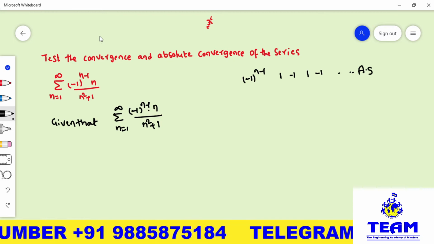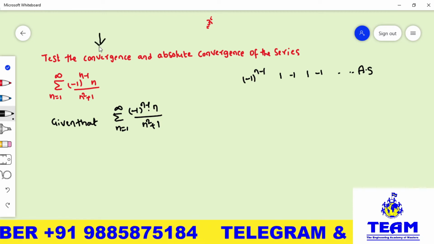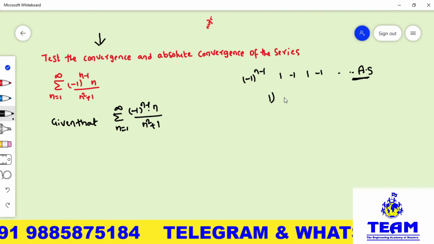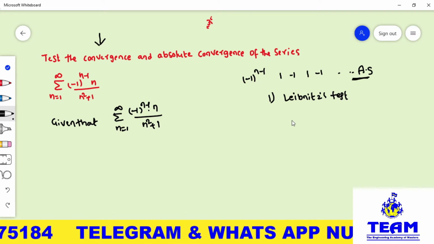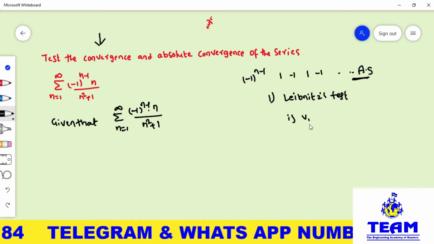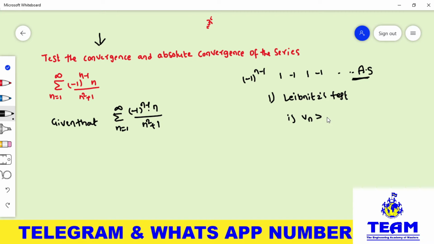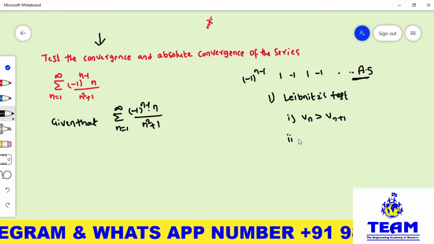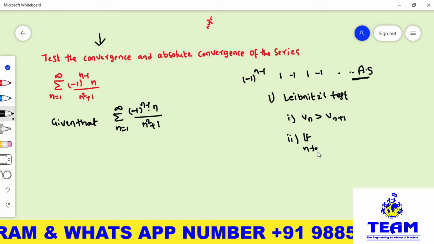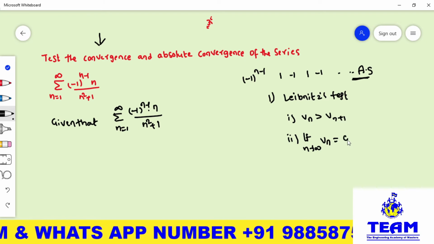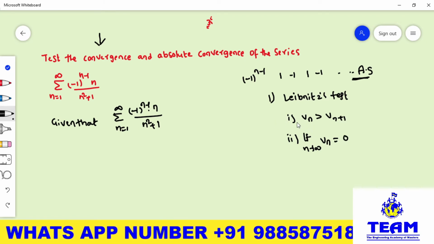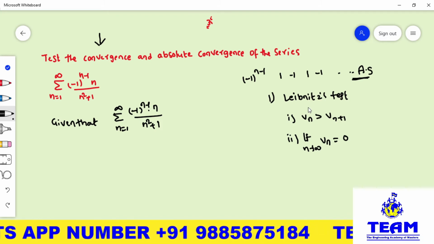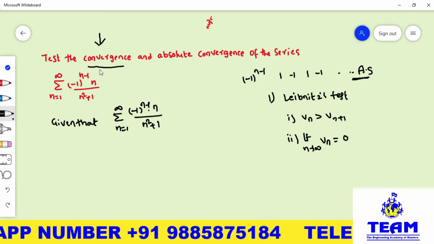Now what do we have to do? We have to test the alternating series for convergence. How many methods do we have to test the alternating series? We have only one method, that is the Leibniz test. In the Leibniz test, first we have to prove that the given alternating series, if you consider un as Vn, is a decreasing series: Vn is greater than Vn plus 1. Second, if you apply the limit n tends to infinity to Vn, it should go to 0. Suppose the alternating series satisfies these two conditions, then we can say the alternating series is convergent. So the first step is completed.